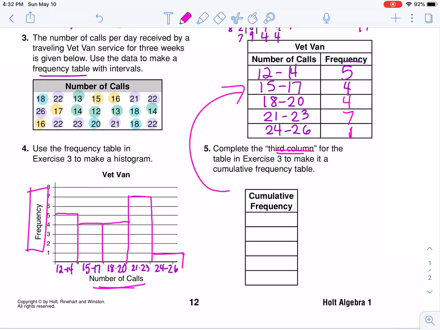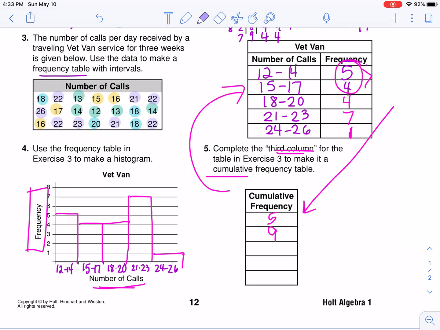And then number 5 says complete the third column for the table in exercise 3, which is right up here, to make it a cumulative frequency table, which means the numbers add on to the other. So the first column would be 5, right here. This 5 goes down here. Well, then the second column, this is really 12 to 17. So now I add all these numbers. Well, what's 5 plus 4? 9.